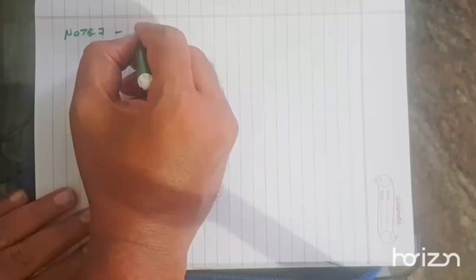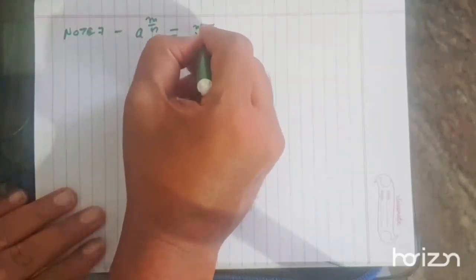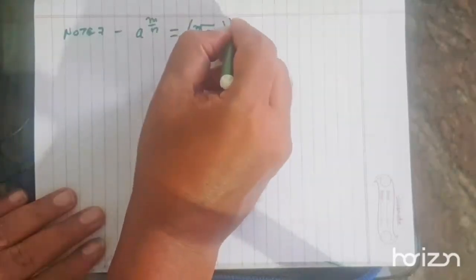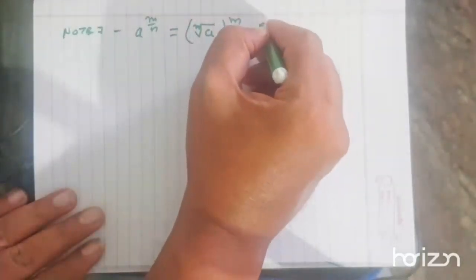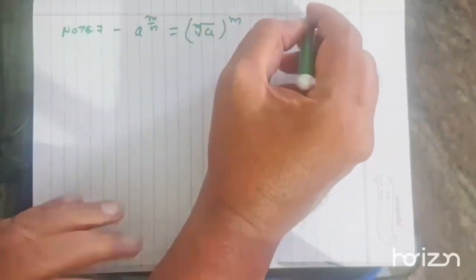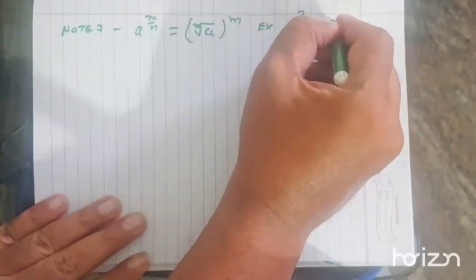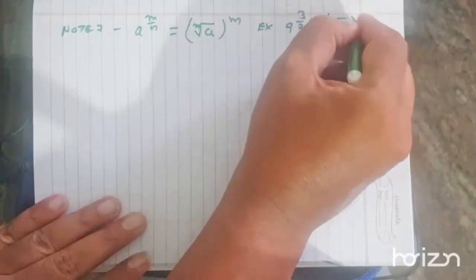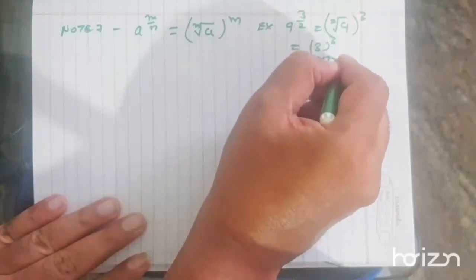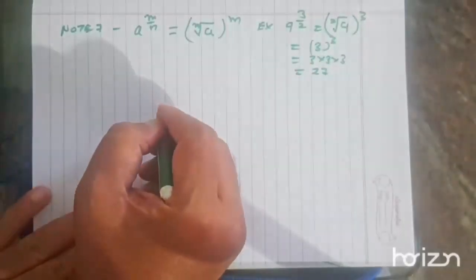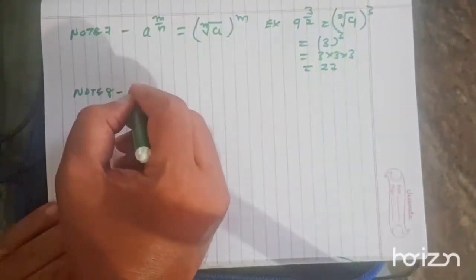Okay, so other exponential identities are, if you have a to the power m by n, that is actually the nth root of a, whole to the power of m. Okay, let me give you an example. Suppose I have 9 to the power 3 by 2. What this means is square root of 9, because 1 by 2 power of 9 is nothing but square root, whole power 3. Square root of 9 is 3, whole power 3 means 3 into 3 into 3, that is 3 3s are 9, 9 3s are 27. Okay, so this is the way in which we denote the exponents of rational numbers.